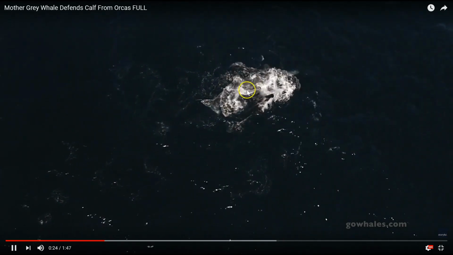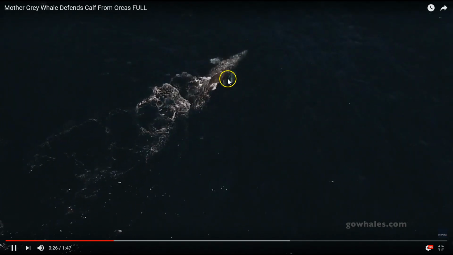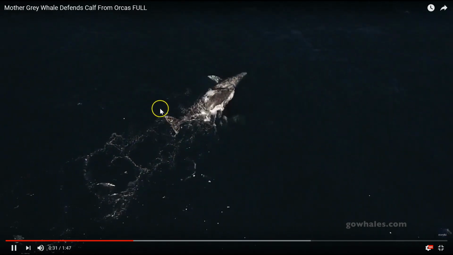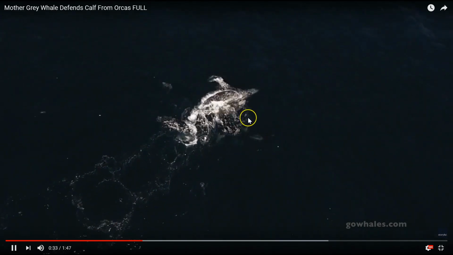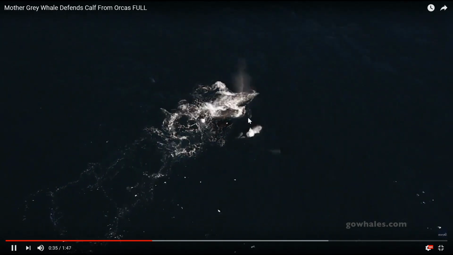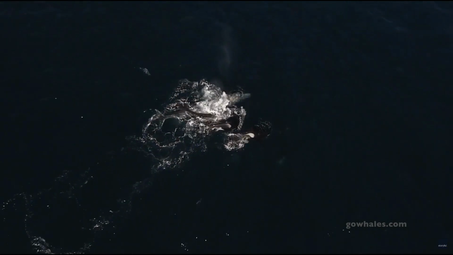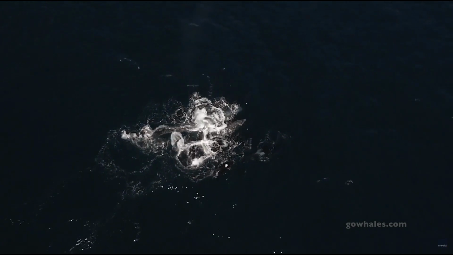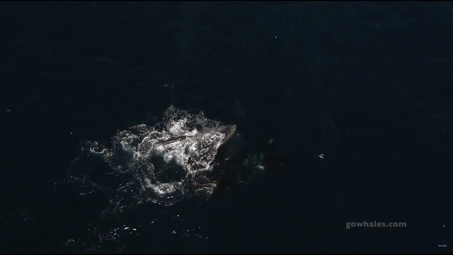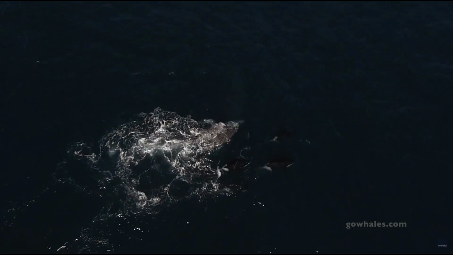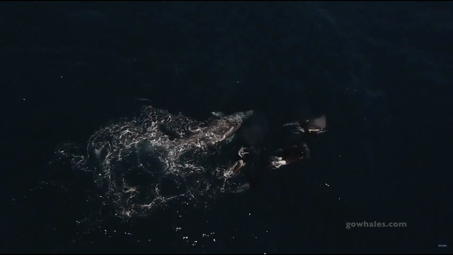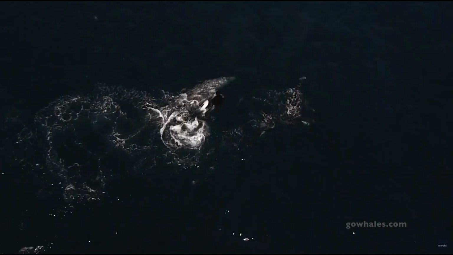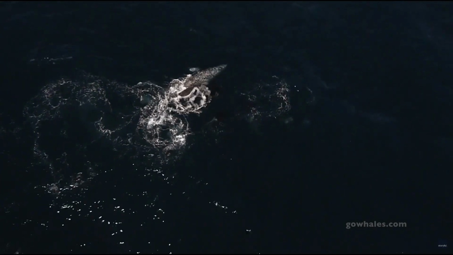That orca just crashed into the baby, or the calf humpback right there, and you can see the mother is underneath it. So what's happening right now is that the orcas are trying to drown the calf, and what the mother is doing is going underneath of the calf and supporting it. Because these are mammals and they breathe air, the calf is at serious risk of drowning right now. And so the mother is literally hoisting the calf up and trying to hold it up.